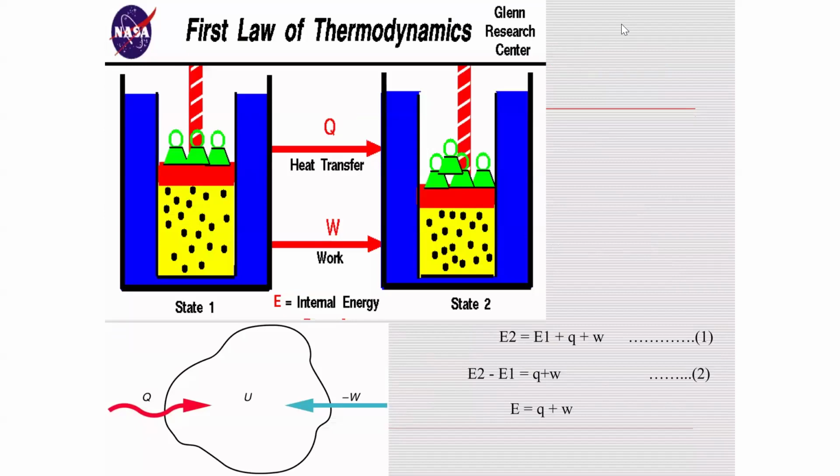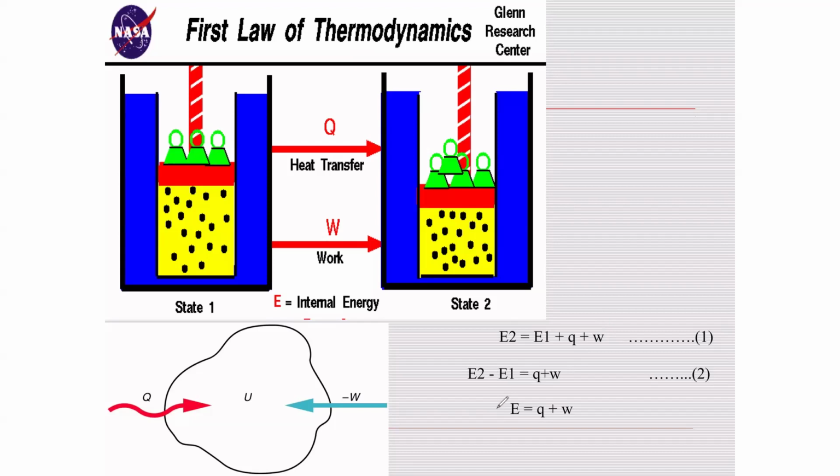So this is actually under the first law of thermodynamics. We have heat transfer. Of course, heat can be transferred from one point to another. And we have E as internal energy. So we have state one and state two. State one we can consider as our initial internal energy and state two as our final internal energy. We have work done. So E2 is equal to E1 plus Q plus W. Q means quantity of heat, W means work done.